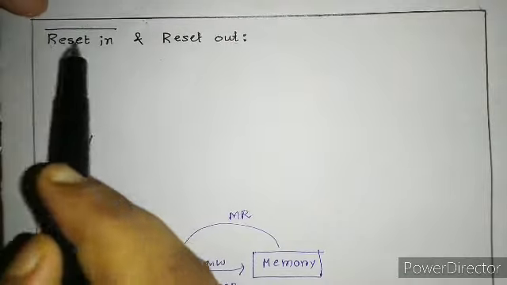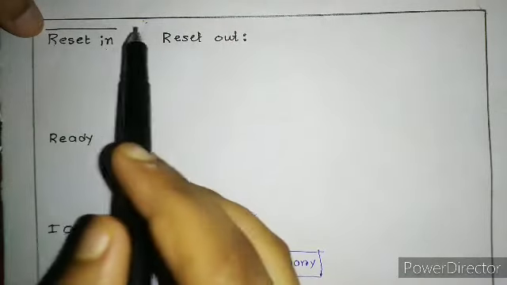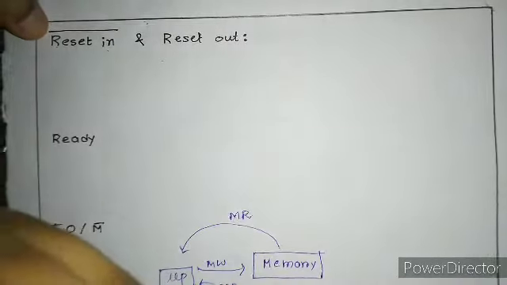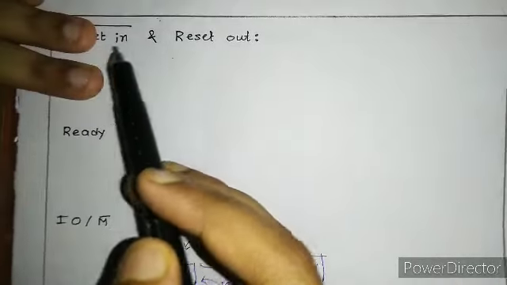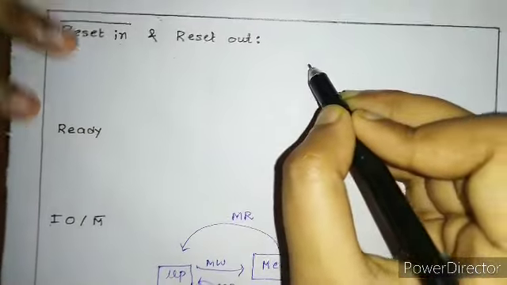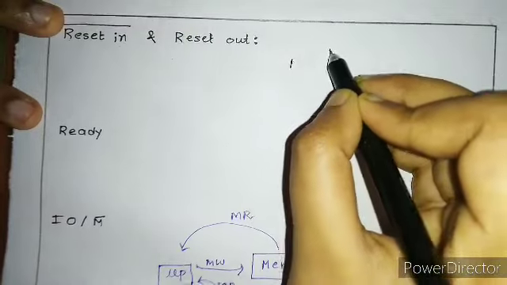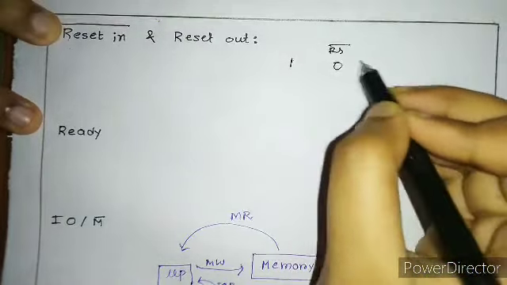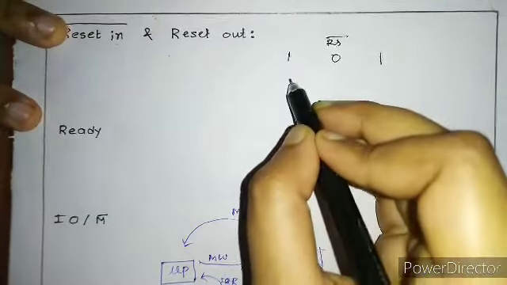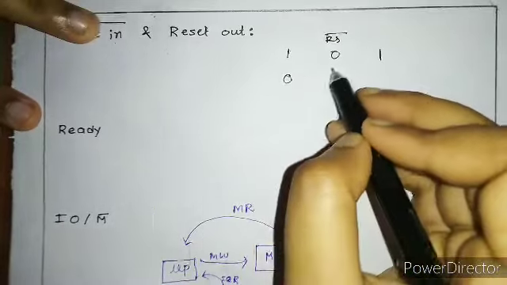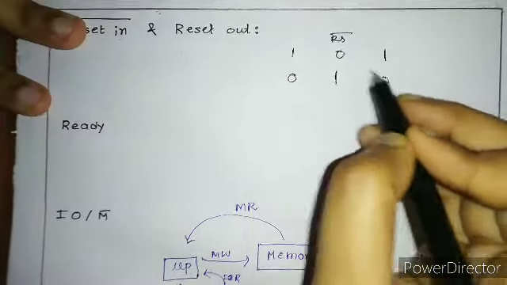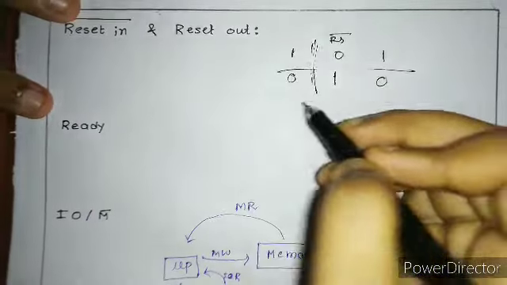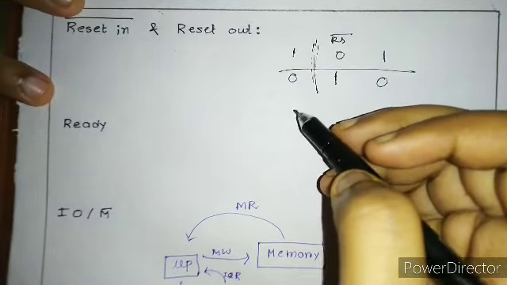You can see that on reset in there is a bar. This signifies that it is an active low signal. What does this mean? That if I produce 1, reset in will be 0 and reset out will be 1. If I produce 0, reset in will be 1, out will be 0. This is how an active low signal actually functions.